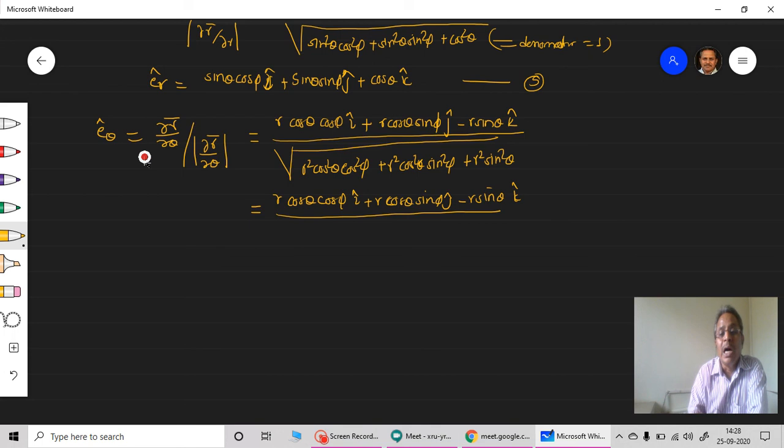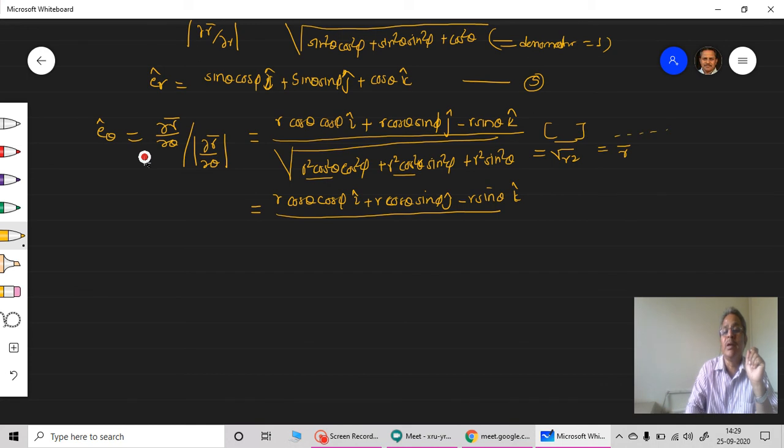Here also r square cos square theta is common, so r square cos square theta into the bracket cos square phi plus sin square phi, that is 1. So it is r square cos square theta first term, second term will be r square sin square theta. So again I can take r square into the bracket sin square theta plus cos square theta, which is equal to 1. So this denominator is simply square root of r square. Getting its square root, I will get simply r in the denominator.